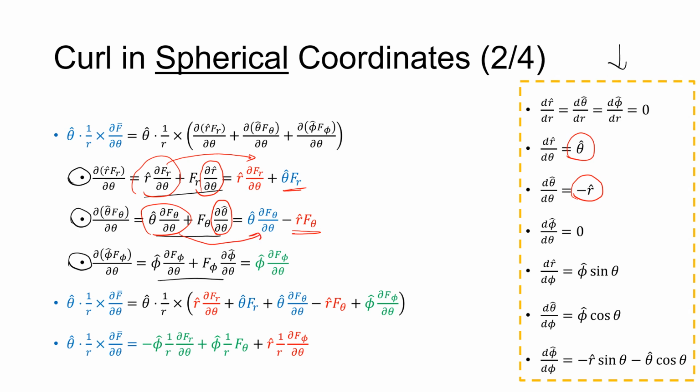Finally, for the phi component, fortunately partial phi by partial theta is equal to 0, so this will equal 0, and we will be left with this one. Then we sum everything together here and apply the cross product theta r. We are moving in the opposite direction, so we'll get minus phi. We do theta theta, then this component and this component will tend to 0.